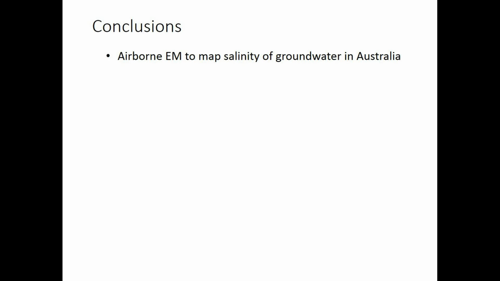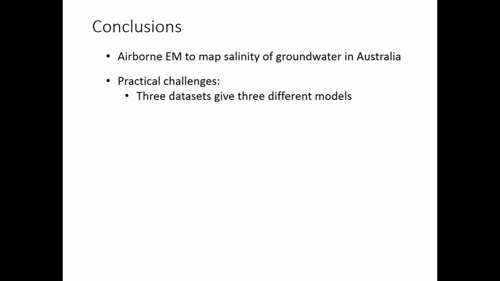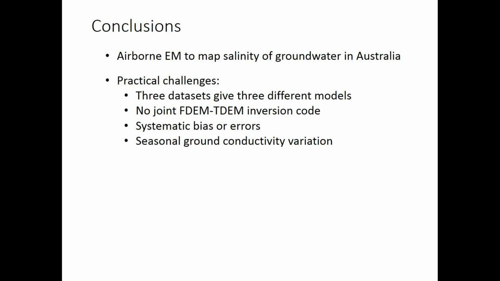Yeah, so just conclusion, it's almost time. So we're using airborne EM to solve groundwater problem in Australia. Some practical challenges. First, we have 3 data sets. They give different models, which is confusing. And there's no such joint inversion code. We have to use whatever we have right now. And there might be system bias or errors in the data, so we have to deal with multiple models. There could be seasonal variation.